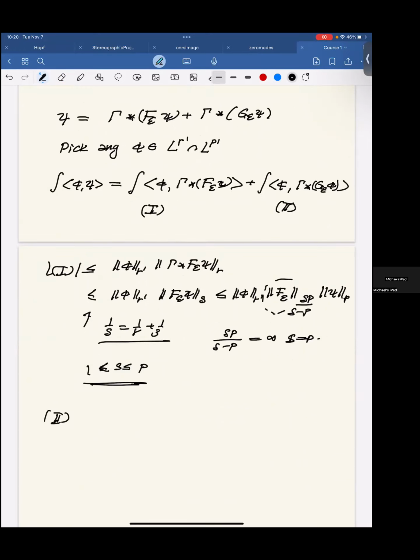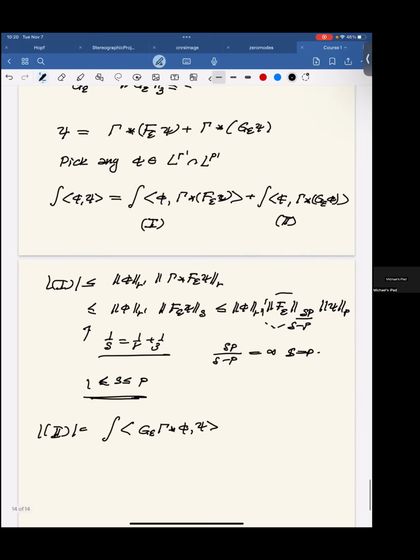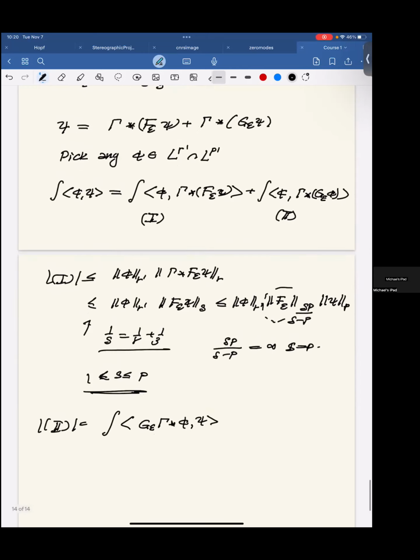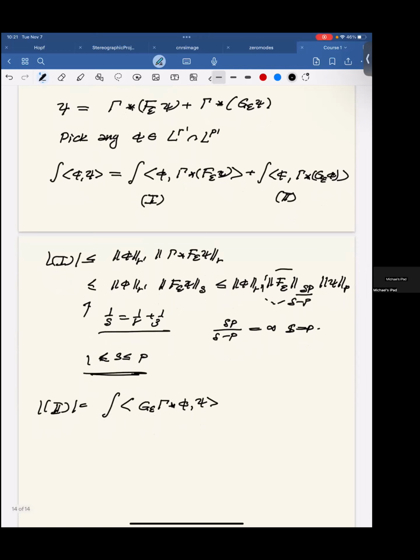Term number 2, magnitude. Now this term I'm going to write as G epsilon gamma star phi psi. So what have I done? I moved the gamma over. You're just taking the adjoint. It's self-adjoint, in fact. You can push it over. And then I have the G epsilon on this side. And the next thing which we're going to show now is that this function, let's call it chi epsilon, is in LP prime.